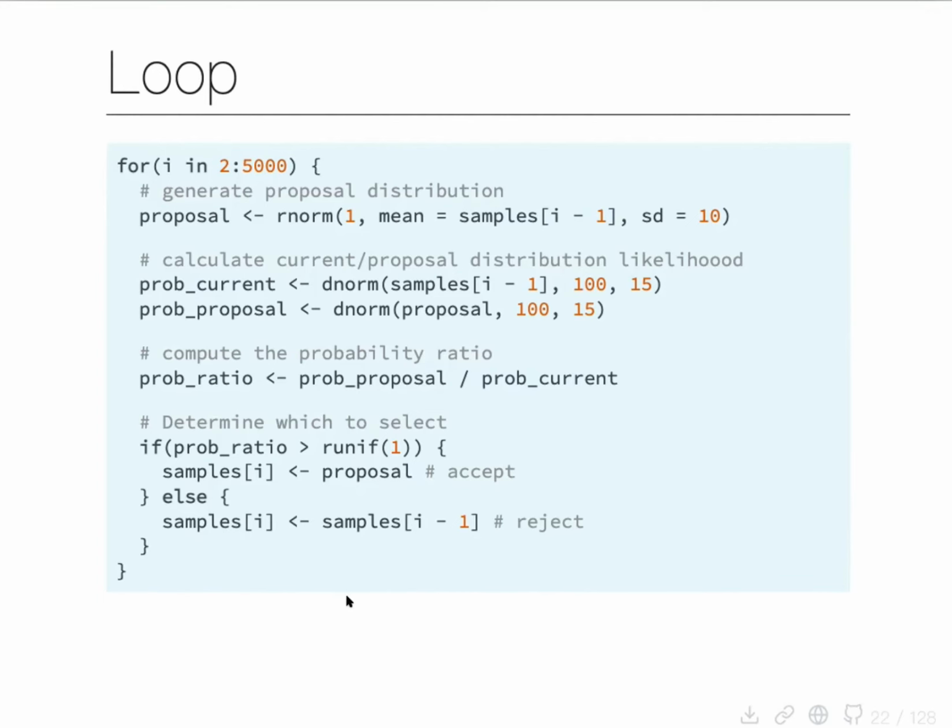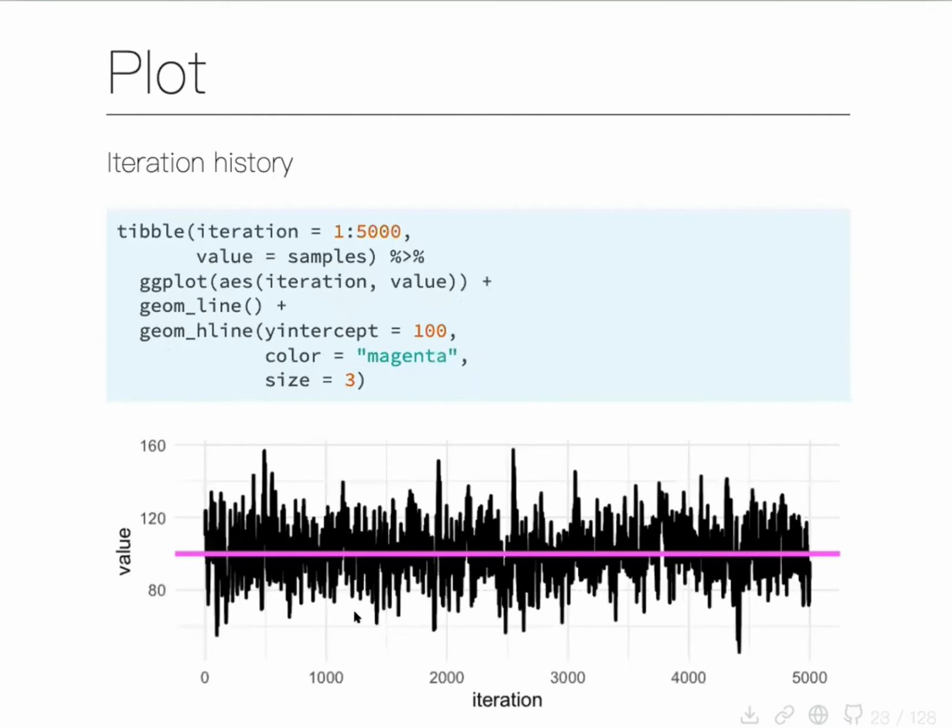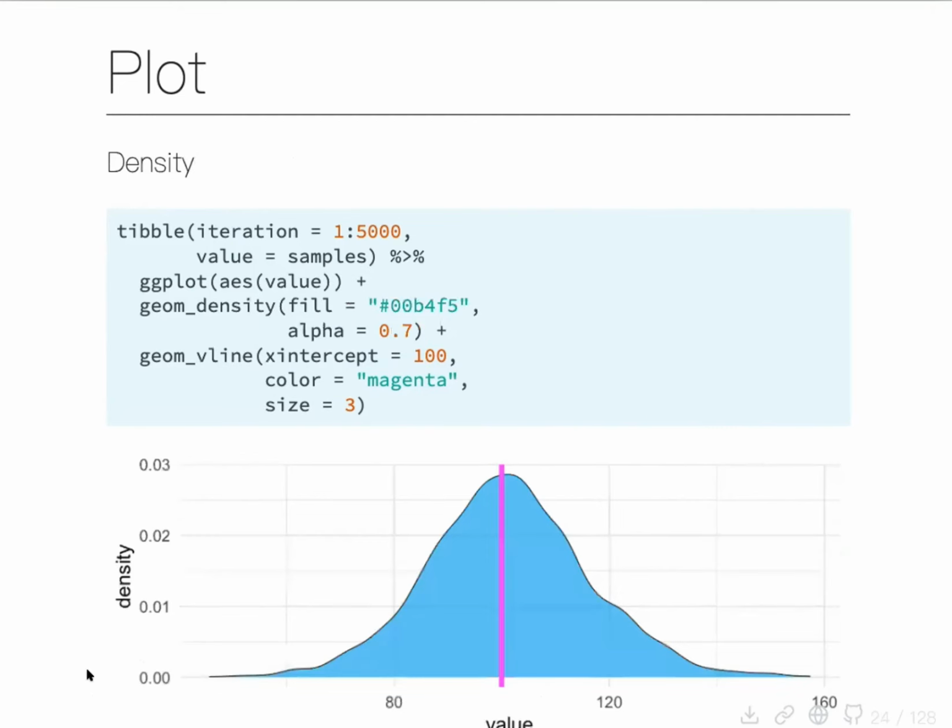We can do that 5,000 times, and then we end up with something that looks like this. This is the iteration history. I'm saying iterations 1 to 5,000, and then the value is that samples vector I just created. We put the iterations on the x-axis and the value on the y-axis. I have a y-intercept at 100, which is our true value, and you can see it's pretty much right there in the middle of those things. We can also look at the density of it, and it's going to look like this. The vertical line now represents our value of 100, and you can see those samples do center right there on 100. So that's the basic process.